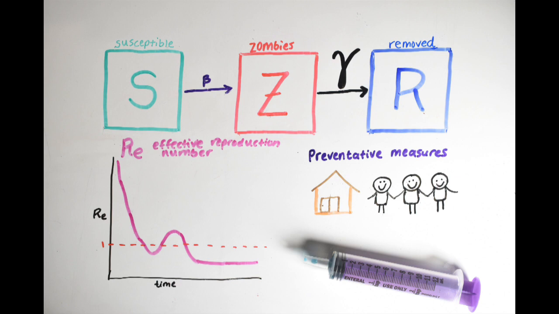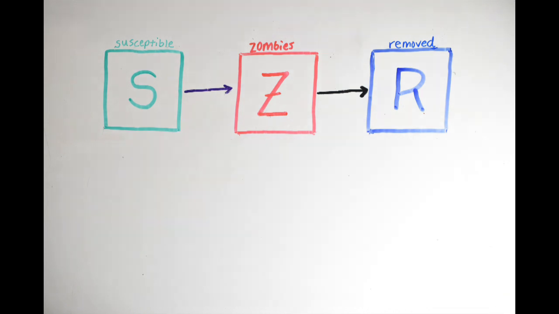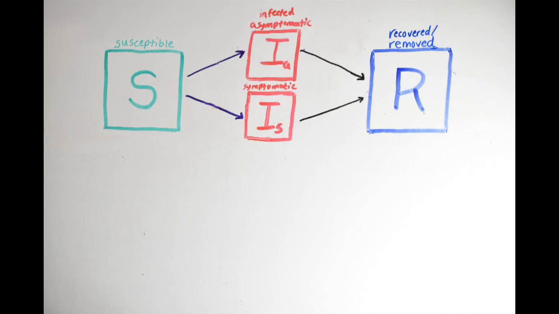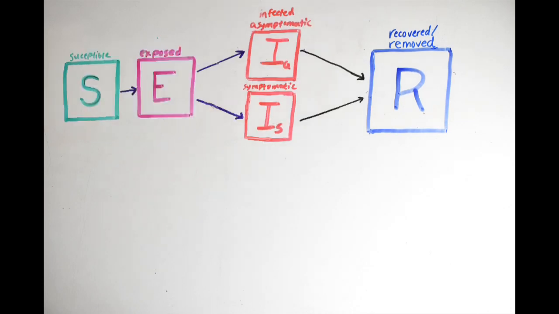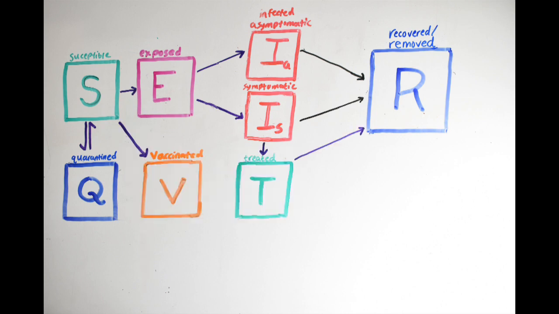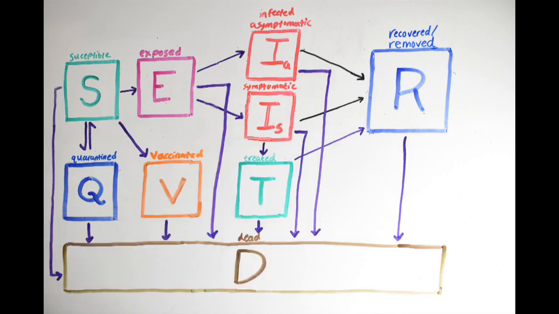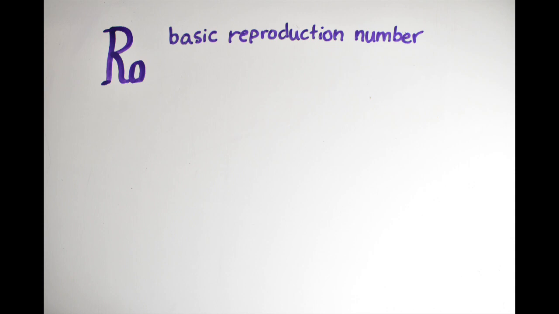Compartmental models aren't only useful in the case of a zombie outbreak. They're used to track real-world epidemics. The simplest case is known as an SIR model, where there are 3 compartments for the susceptible, infected, and removed or recovered. The SIR model can be expanded to include even more compartments to better represent an outbreak. For example, you can split the infected compartment into asymptomatic and symptomatic, or add an exposed, quarantined, treated, vaccinated, or dead population.